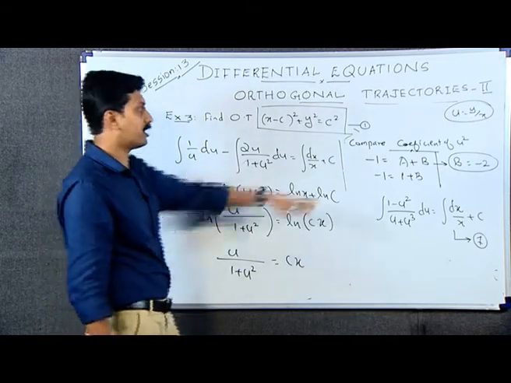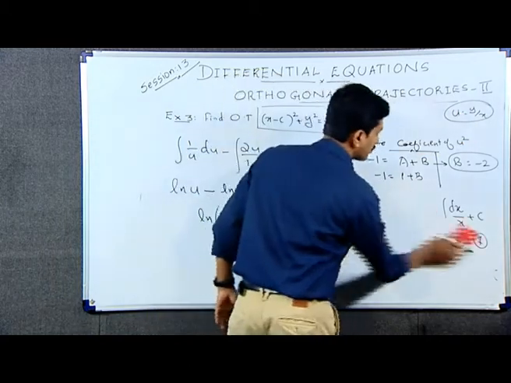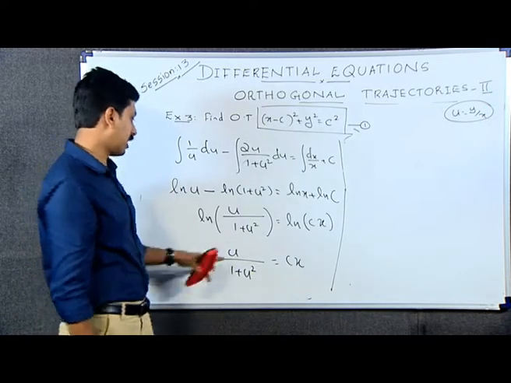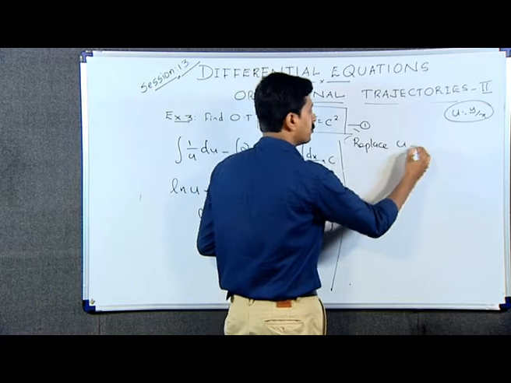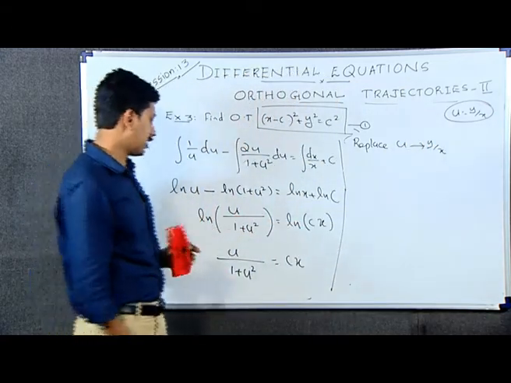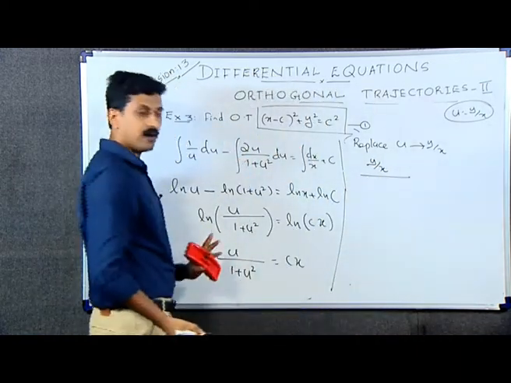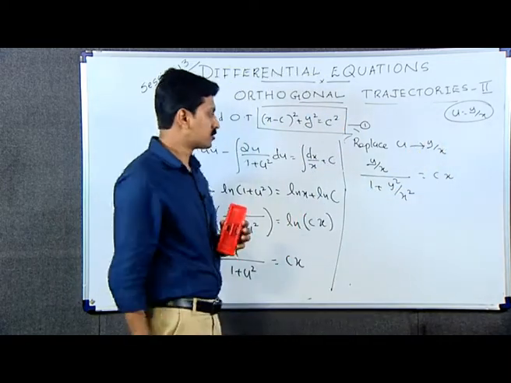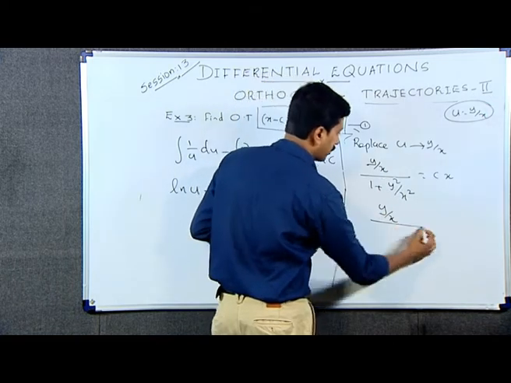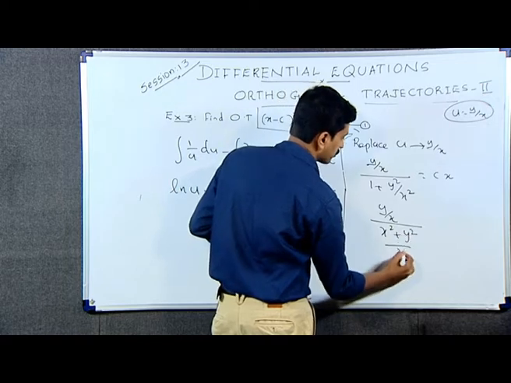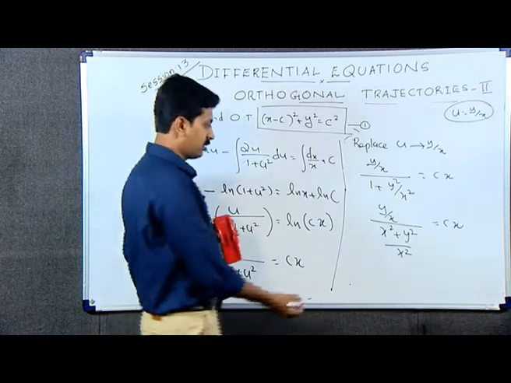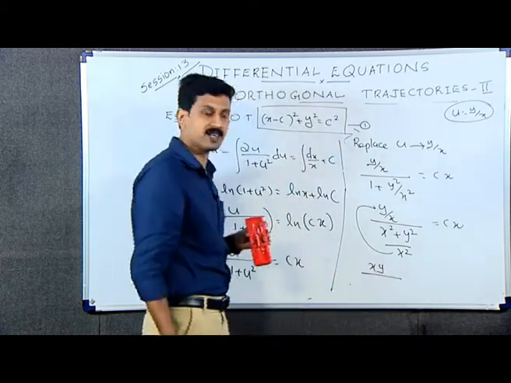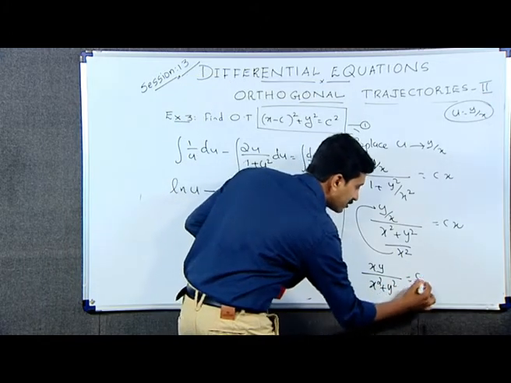Now, we have to replace u by y by x, so then we will have the solution of 6. Actually, we have to solve 6 to get the orthogonal trajectories of 1. So, we replace u by y by x. What will happen? This is y by x divided by 1 plus y square by x square is equal to c x. So, we will have y by x divided by, taking x square to the numerator, x square plus y square by x square is equal to c x. Therefore, x y divided by x square plus y square is equal to c x.